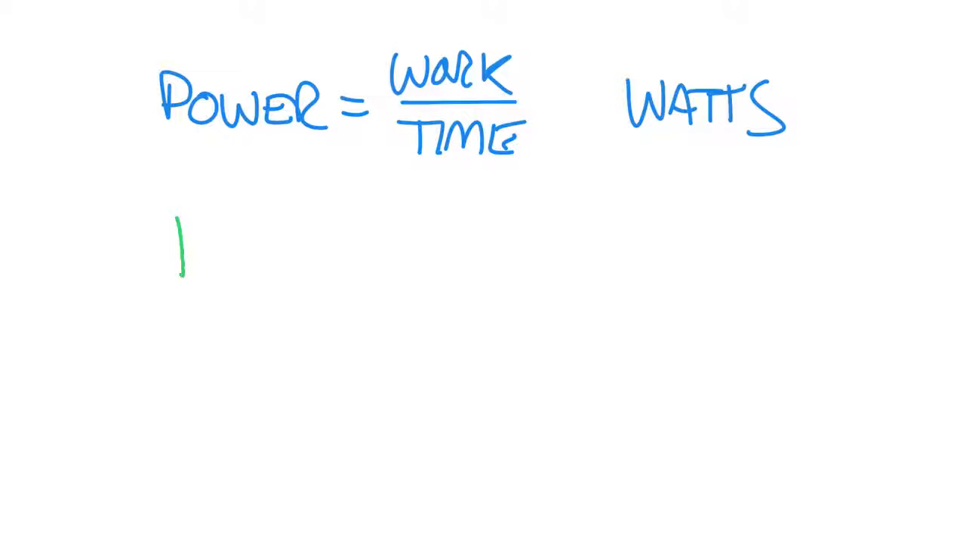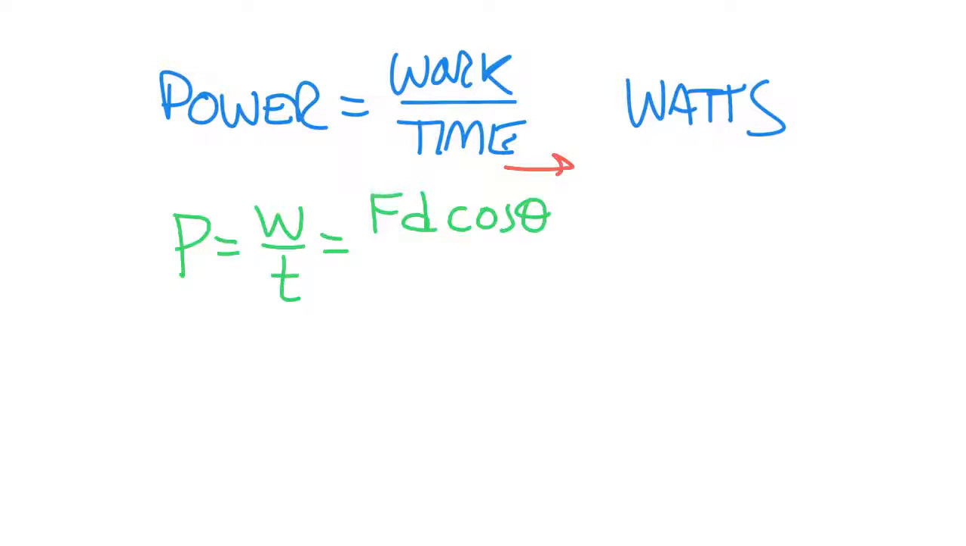So we're going to start with power equals work over time, and we're going to use our definition for work. So we know that work is equal to force times displacement times cosine theta. And we're going to assume that the force and the displacement are in the same direction, so theta is 0 and cosine theta is 1. So we have this divided by time.